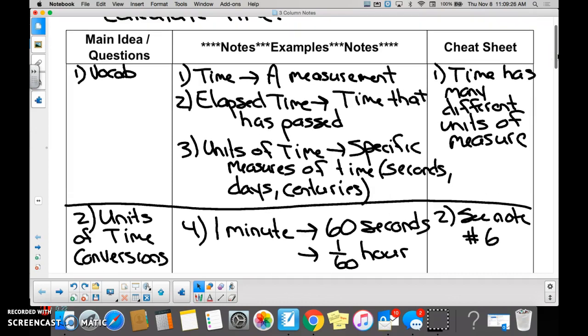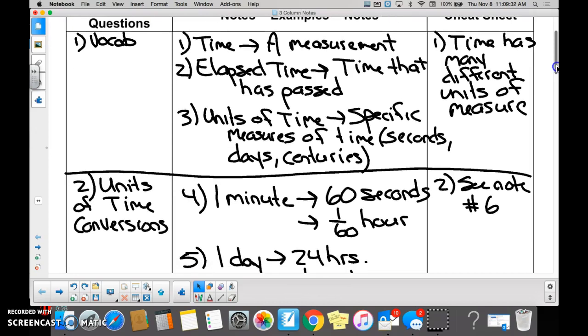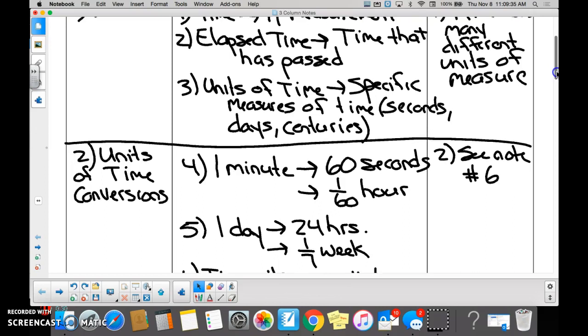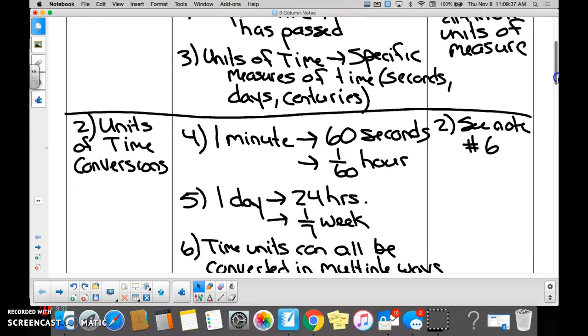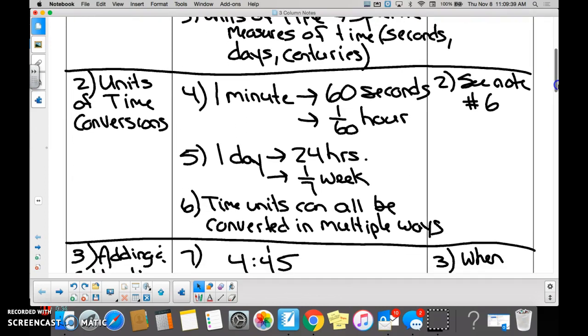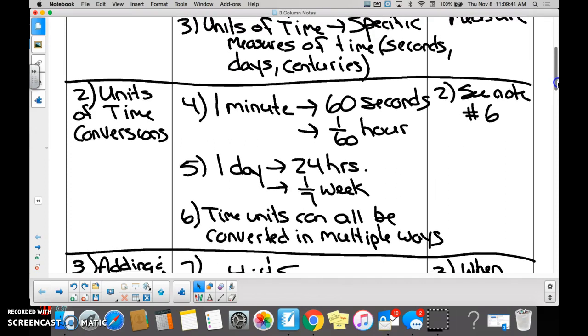Time is a measurement. Okay? Keep that in mind. Elapsed time. Tate, I think it was, said it is time that has passed. Is that Tate that said that? And then units of time would be different ways of measuring time. There are many, many ways.